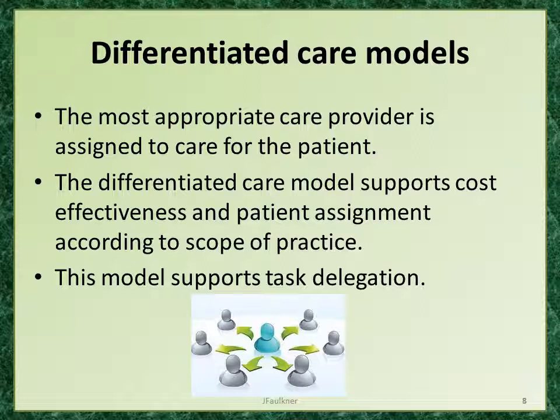These models of care maximize cost effectiveness while promoting patient safety. In the differentiated care model, the most appropriate care provider is assigned to care for the patient, as this model supports task delegation. For example, the patient may be RN or RPN appropriate. Therefore, cost effectiveness and scope of practice suggest the RPN may be the most appropriate care provider at this time. The RPN, while caring for the patient, may choose to delegate a specific task for this patient to a non-regulated care provider.